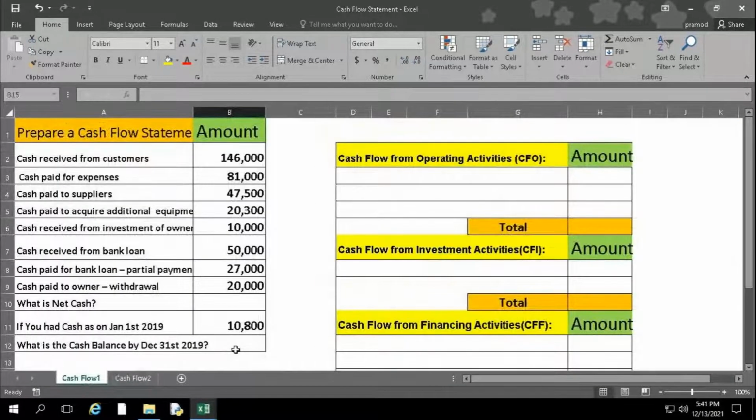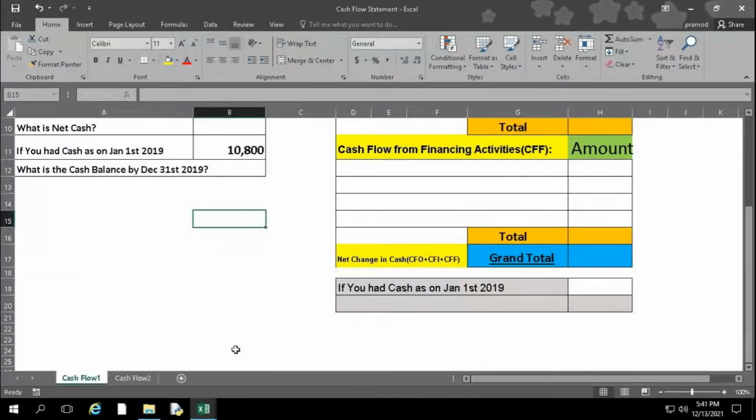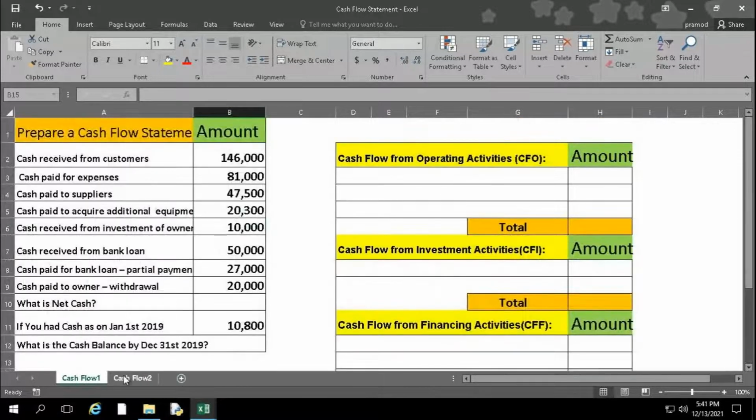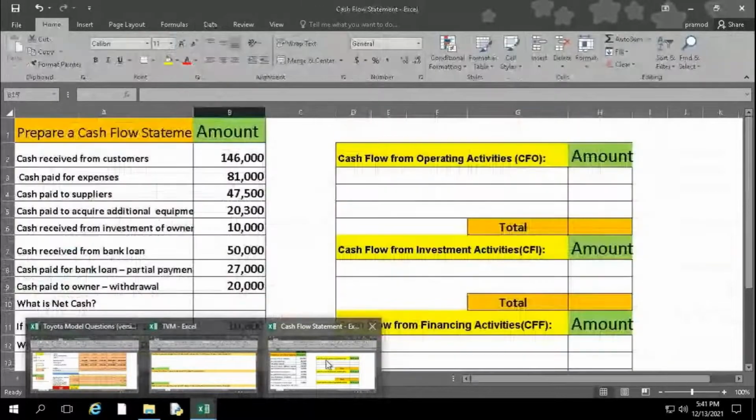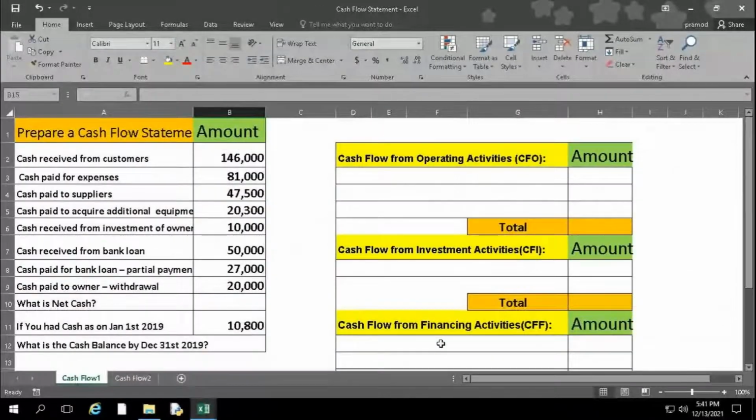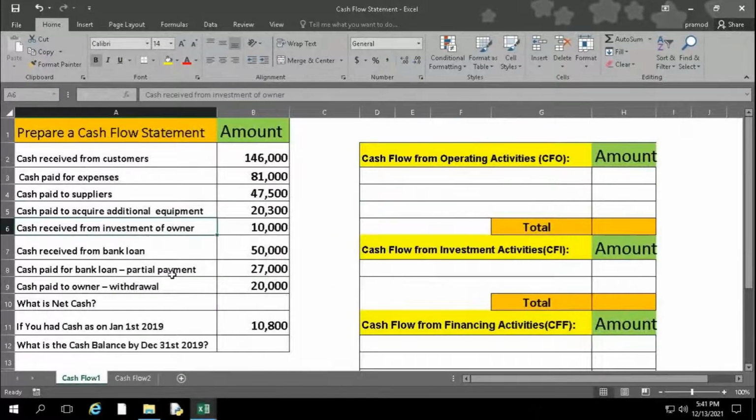Sir, the Volvo bus model, sir. You told me, sir. Have I sent you the Volvo bus? No, sir. It is not required, sir. I will say not required. If you want, I will send you that. You solve.